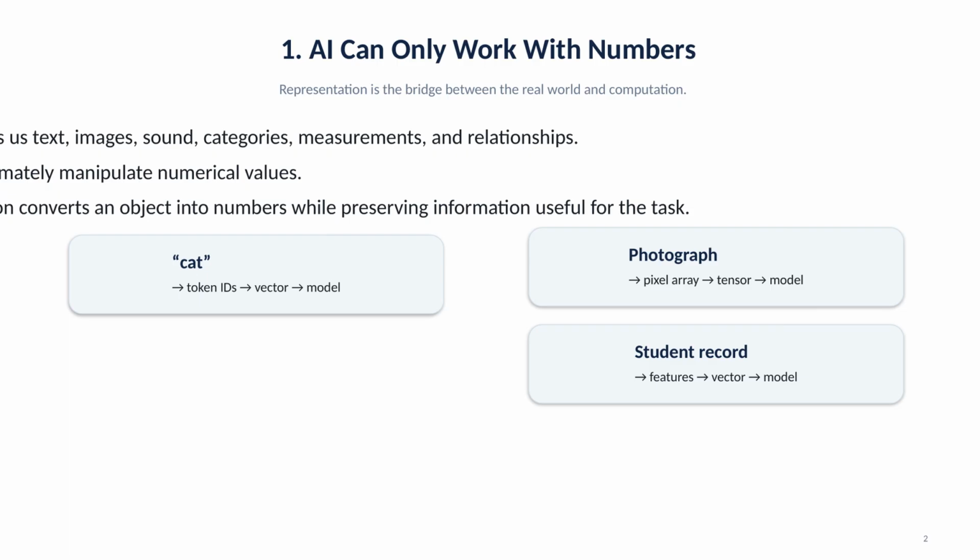A photograph becomes a pixel array or tensor. A student record becomes a feature vector. A good representation preserves task-relevant information so the model can learn and reason.